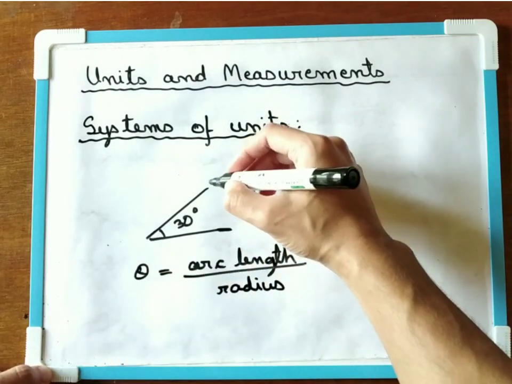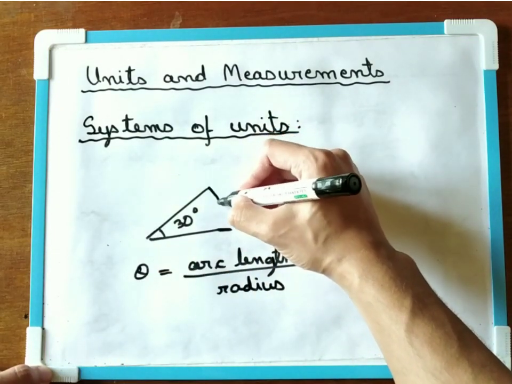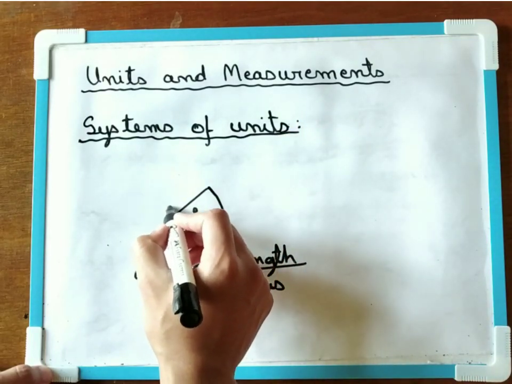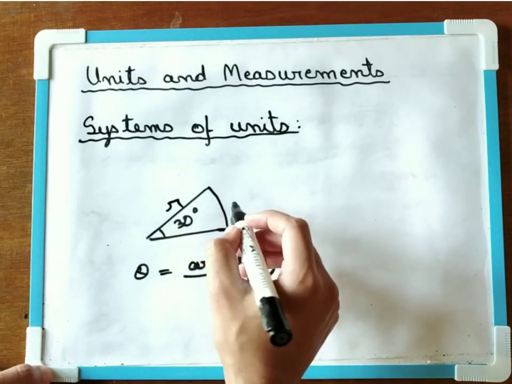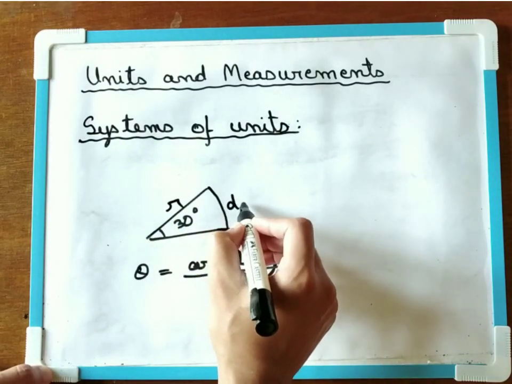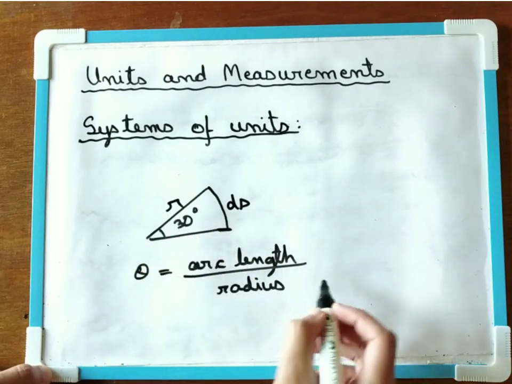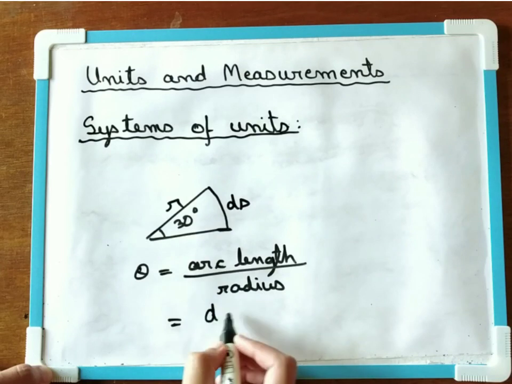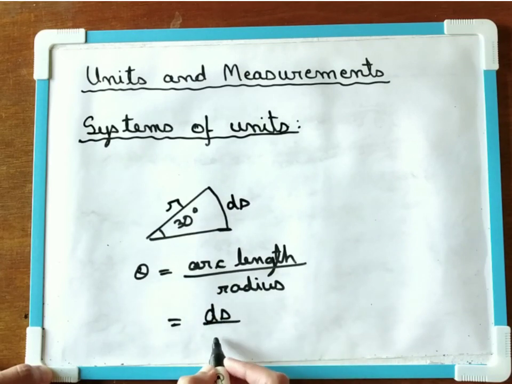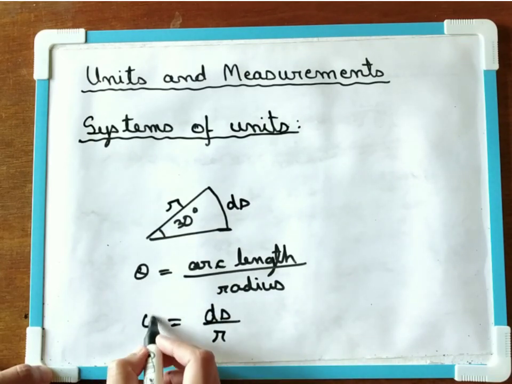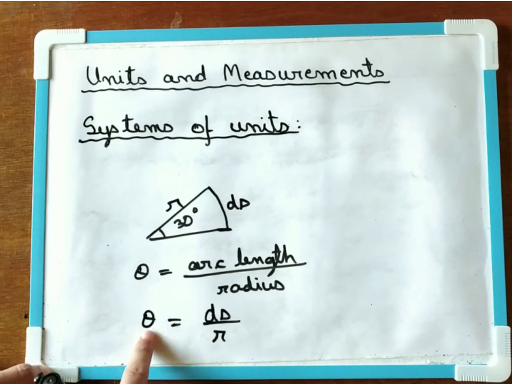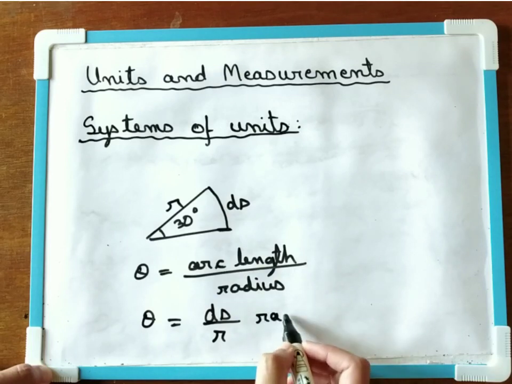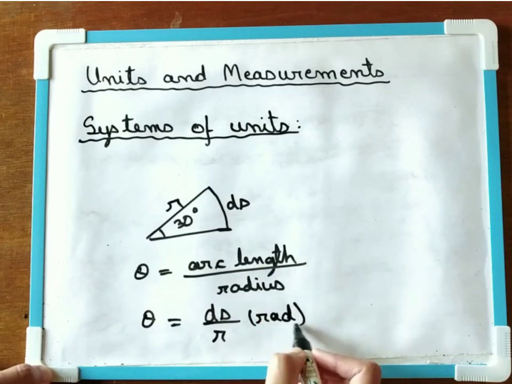So here you have to draw an arc length of a circle, and if this is the arc length, then this is the radius. If the arc length is ds and the radius is r, then the radian can be measured as ds divided by the radius. So this is the plane angle, and this is your angle in terms of radian, or simply rad.